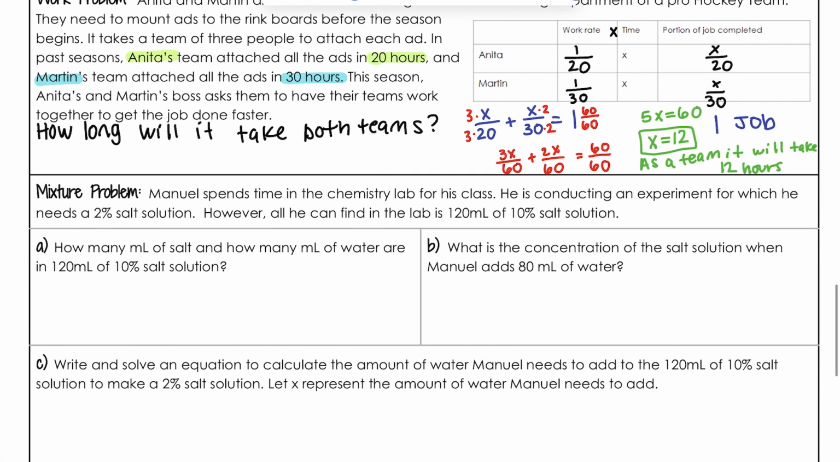Last, we have a mixture problem. Manuel spends time in the chemistry lab for his class. He is conducting an experiment for which he needs a 2% salt solution. However, all he can find in the lab is 120 milliliters of 10% salt solution. Part A says, how many milliliters of salt and how many milliliters of water are in 120 milliliters of 10% salt solution?